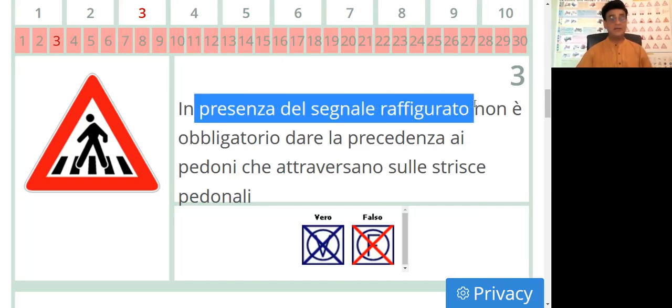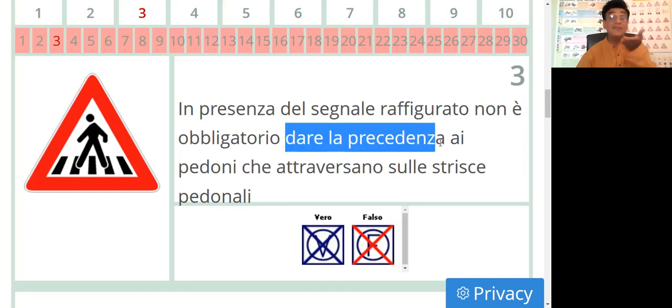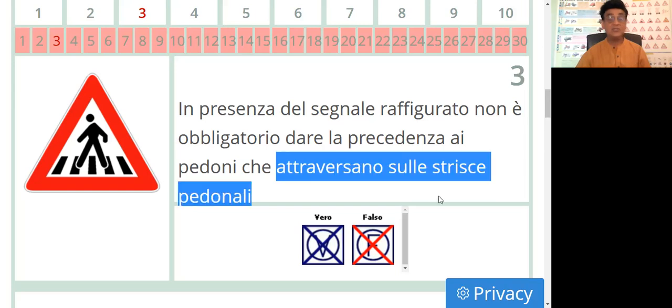In presenza del segnale raffigurato means in the presence of the sign that is drawn over here, non è obbligatorio, it is not mandatory, dare la precedenza to give way ai pedoni, to the pedestrians che attraversano sulle strisce pedonali, those who are crossing the zebra crossing. And you don't have any obligation to give them the right to go first, but this is falso. You need to give them the right.